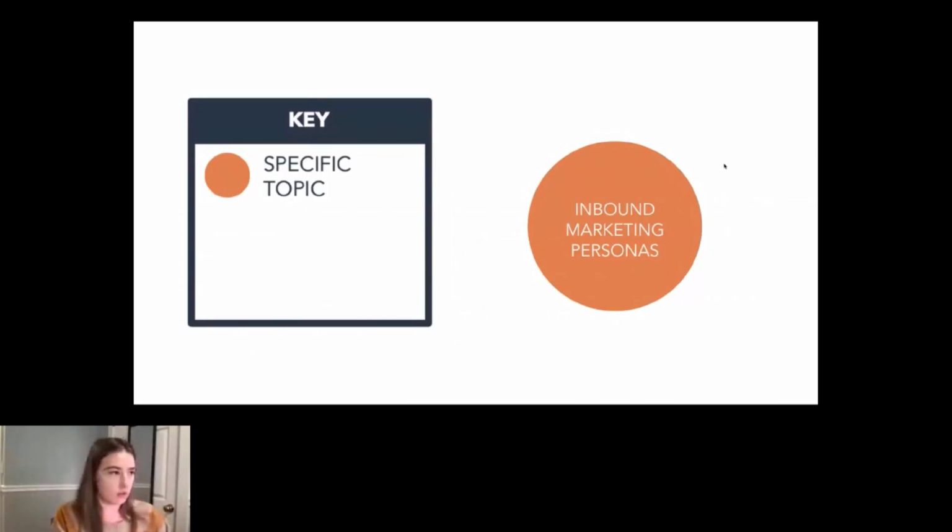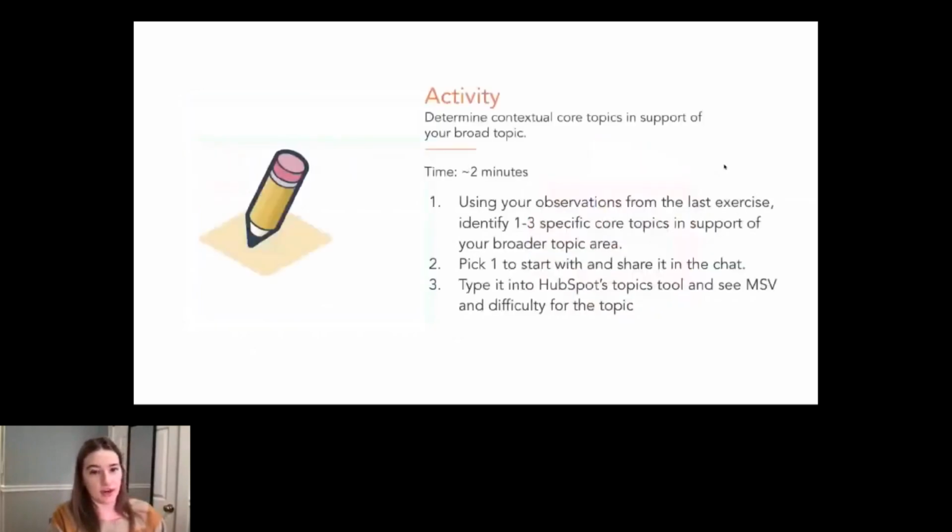So next, what we're going to do is, using your observations from the last exercise, just think about 1 to 3 specific core topics that support your broader topic area. Pick 1 or 2 to start with and just type it into the chat. And let's see what you all are thinking of.